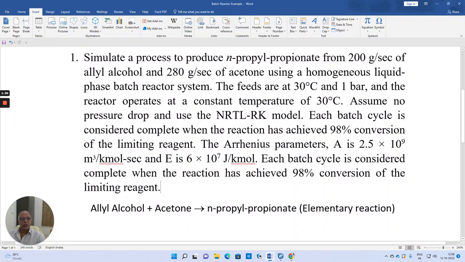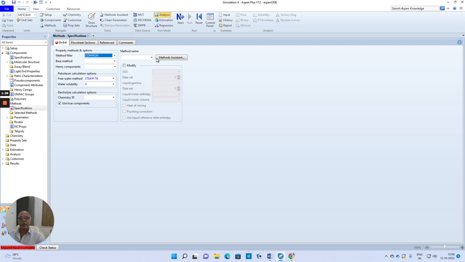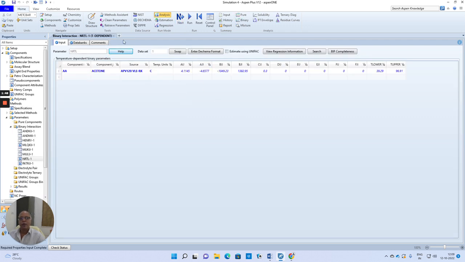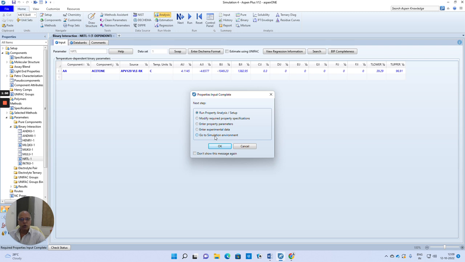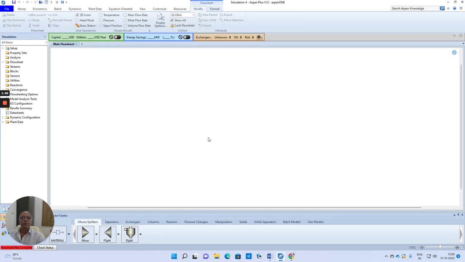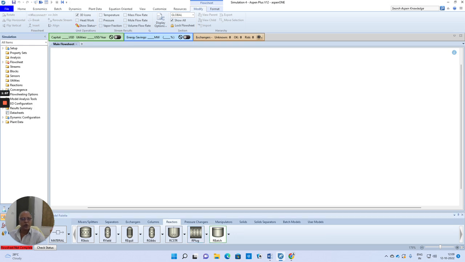So I think you are given the model that needs to be used for property estimation. So let us select that model, NRTL RK. Go to the next input step. Go to the simulation environment and create your flow sheet. Again, we are using a simple batch reactor. Connect input and output. So go to the next input step.